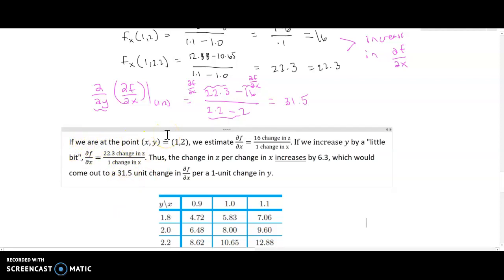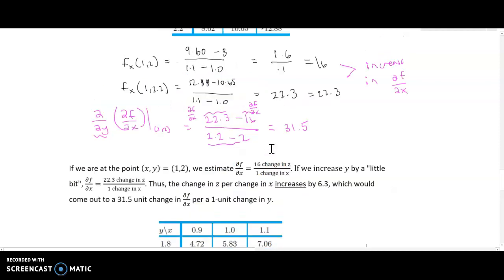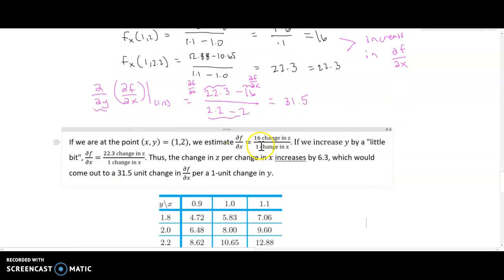If we are at the point (x, y) equals (1, 2), we estimate df/dx is equal to 16 units of change in z per 1 unit change in x. That's our answer here. If we increase y by a little bit, df/dx becomes 22.3 units of change in z per 1 unit change in x. So the surface is a little bit steeper if you increase y by a little bit but retain the same x value. Thus the change in z per change in x increases by 6.3.